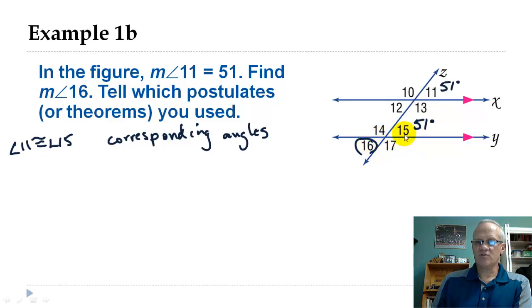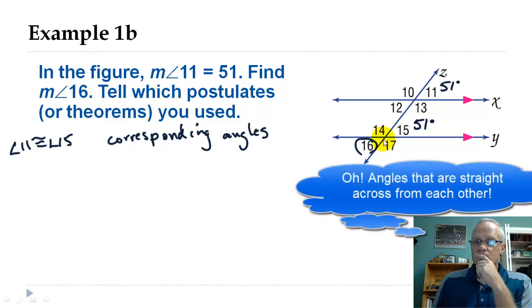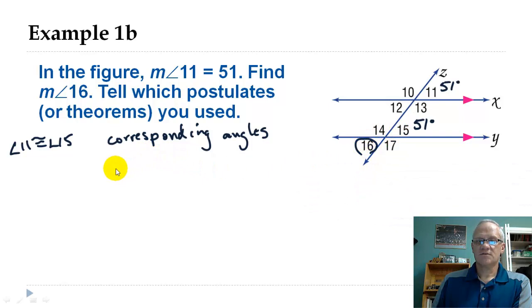Well, they're right across from each other. Can you think of lines that are straight across from each other? Number one, what are they called? And number two, what do we know about their measure? Okay, I'll give you a hint here.